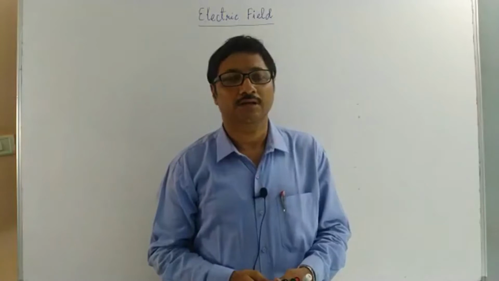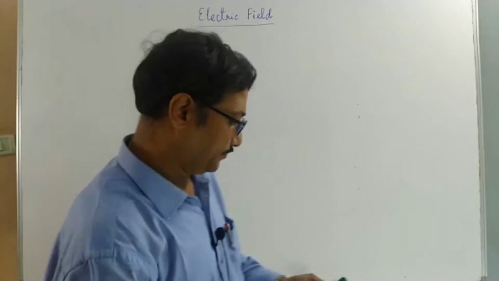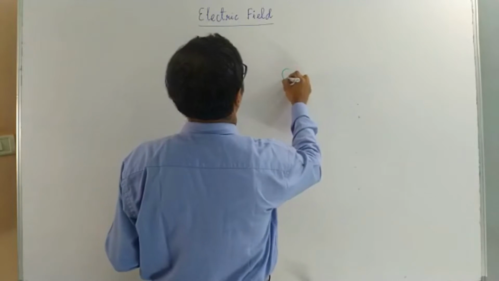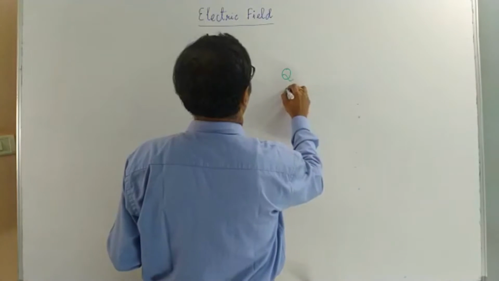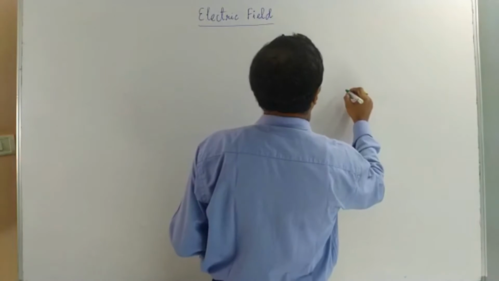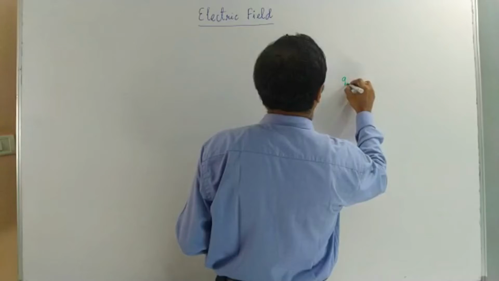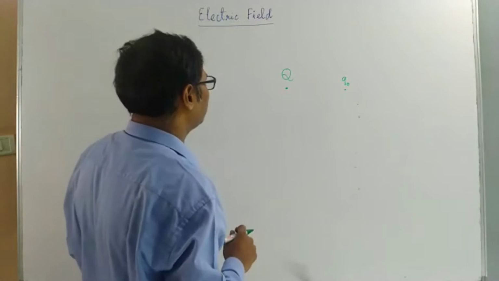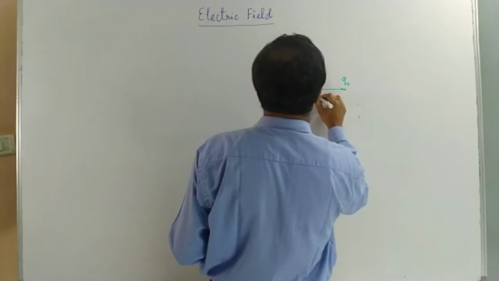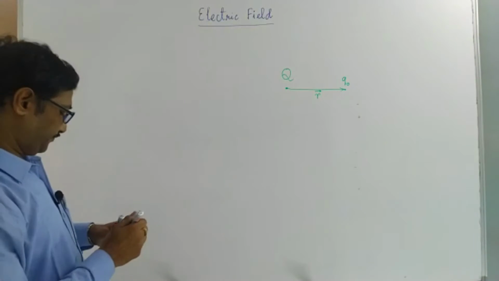Hello students, after this lecture you will be able to explain the concept of electric field. We consider a Q charge at some point in space. Let us now consider another point charge Q0 which is placed at a distance r from this plus Q charge.